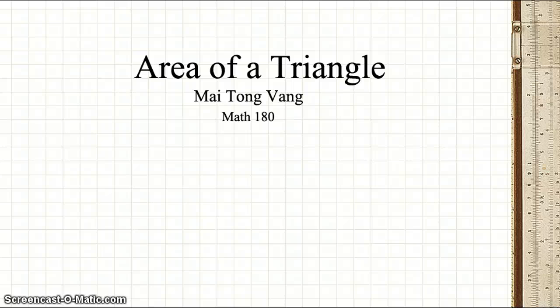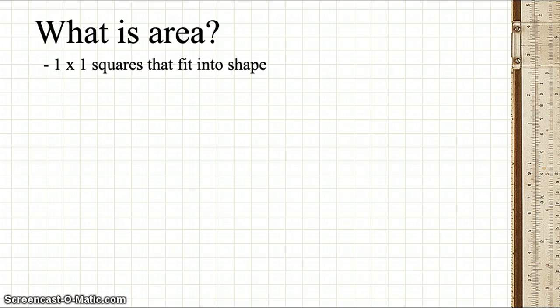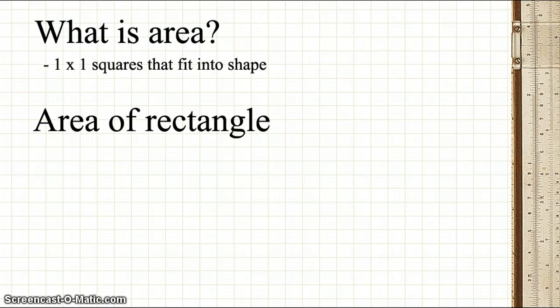Hi, today we'll be talking about finding the area of a triangle. To start things off, we'll define what area is. Area is the number of 1 by 1 squares that can fit into any given shape. The example we'll be using is the area of a rectangle.